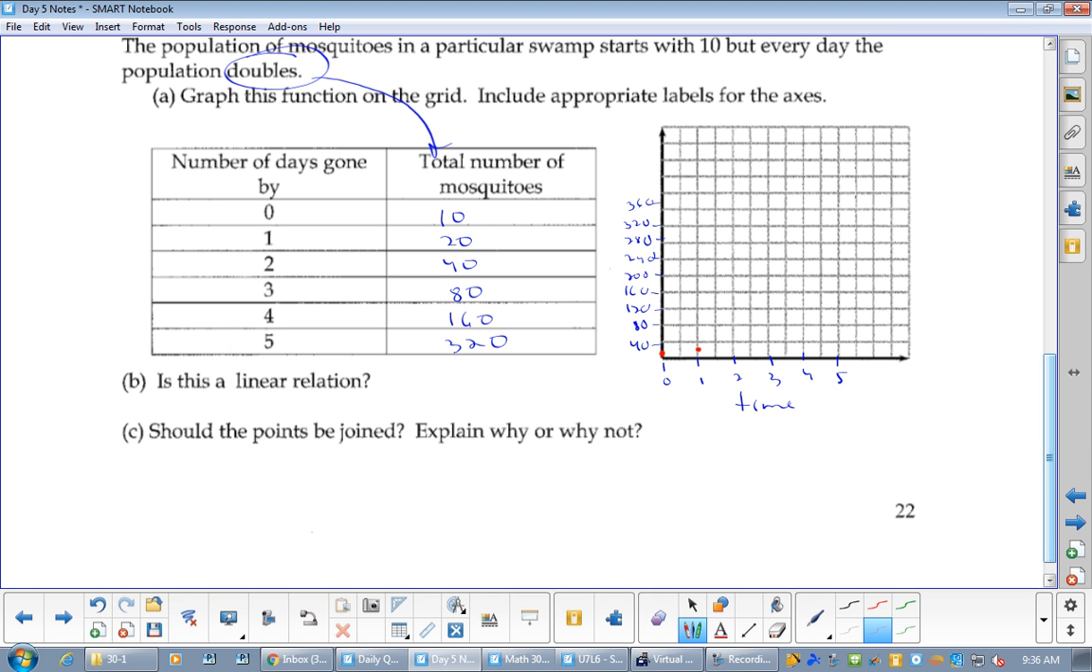Okay? Then after 2 days, we're finally at 40. After 3 days, we're at 80. At 4 days, we're at 160. 5 days, we're at 320.